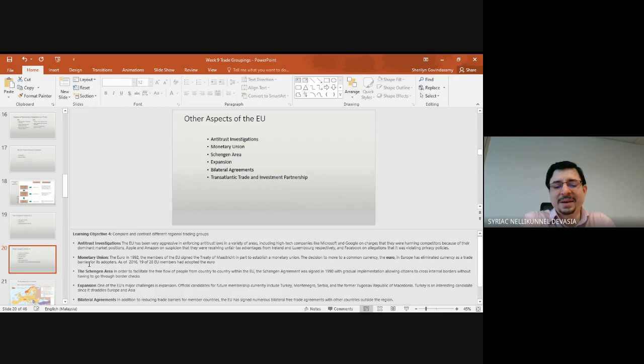And they're also looking for expanding membership. So countries include Turkey, then Serbia, Yugoslav Republic, and so on, okay? But obviously it is not easy to get into the European Union, and it's not easy to get out also. So many countries are quite skeptical about joining the European Union.